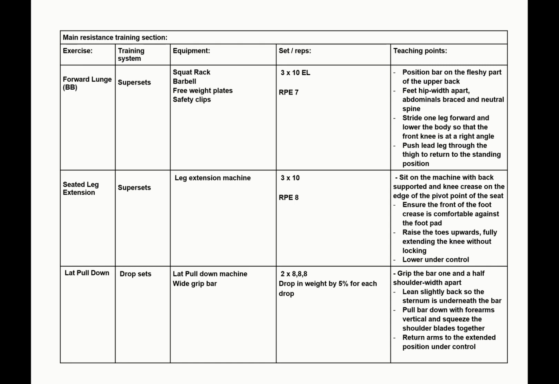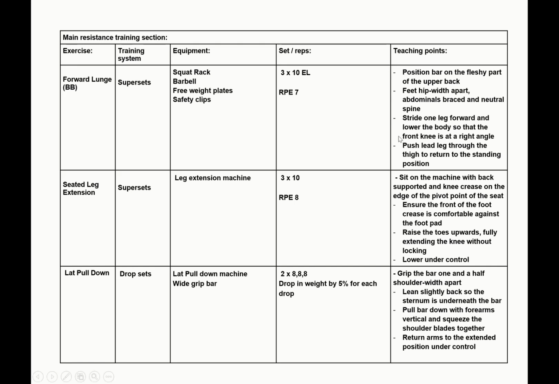We stride one leg forward and lower the body so that the front knee is at a right angle, and then we push that lead leg through the thigh to return to standing position. So we're pushing through the floor, and of course we will feel that particular resistance through the quadricep up into a standing position, and that's why of course the quadricep there is the agonist during that particular movement.